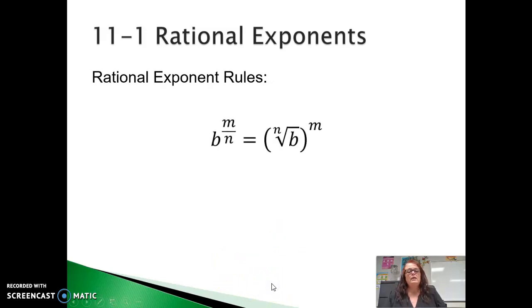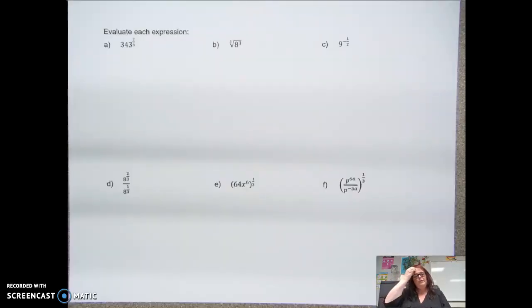So more rules, just to add on to that. Instead of b to the 1 over n, if I make it m over n, then that's the nth root of b to the power of m. Again, the numerator is your power, the denominator is your root. Or I could do the reverse and say I have b to the m power, and then I'm taking the nth root of it. So the order of those does not matter. All right, so we're going to put that to work on these 6 problems.